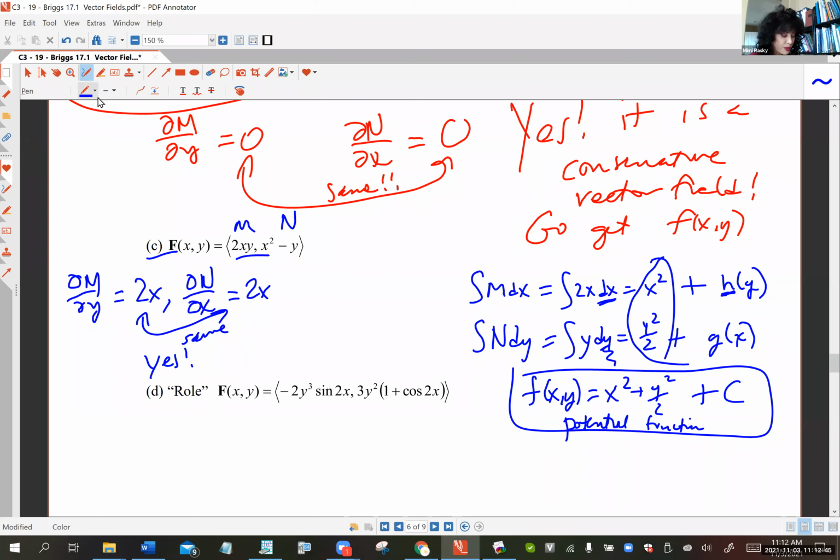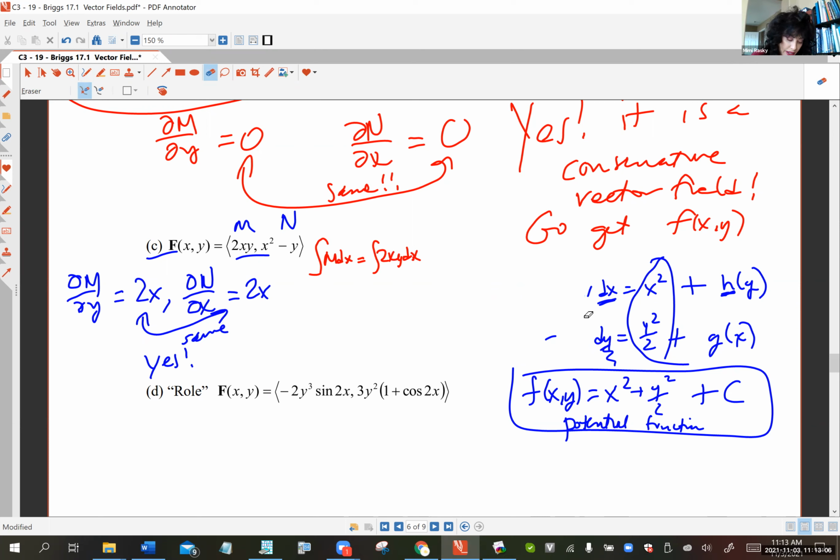Now this one's going to be harder than the last one. This is where I'm going to show you the caveat for this type of strategy. You're first going to take the integral of m with respect to x. So what is the integral of 2xy with respect to x? Be careful, you're integrating with respect to x. So that would be x squared y plus extra junk. So what are you going to put? h of y for your extra junk.